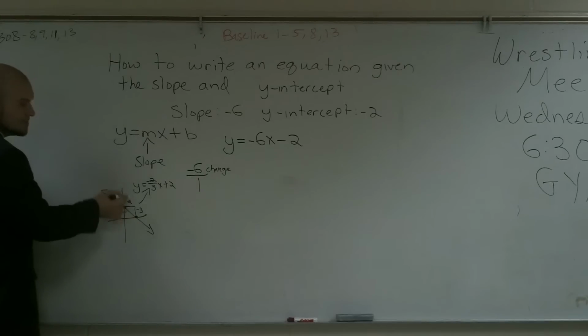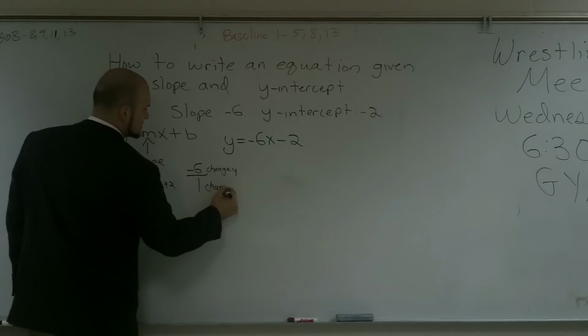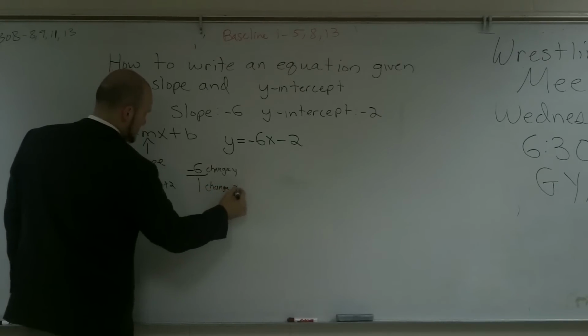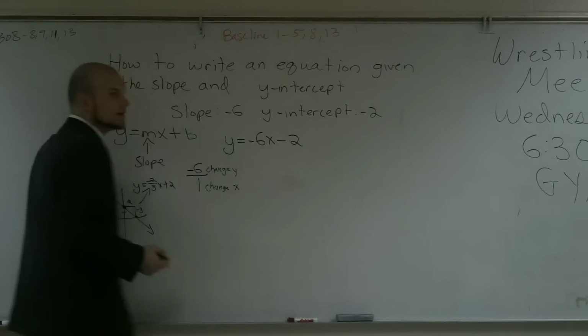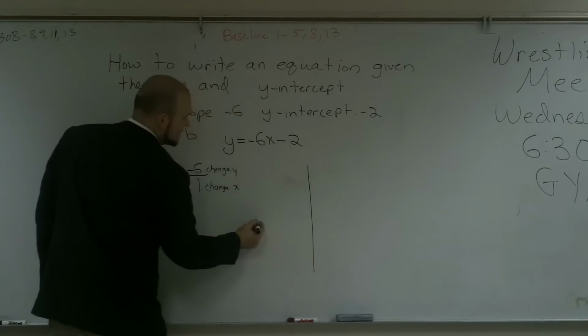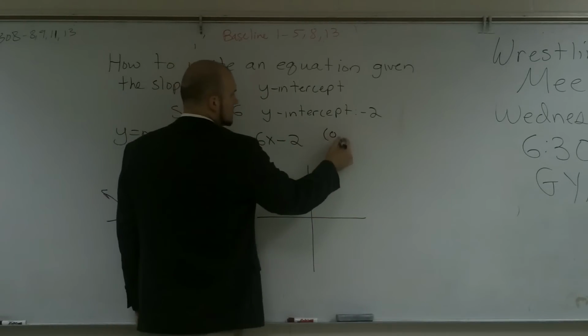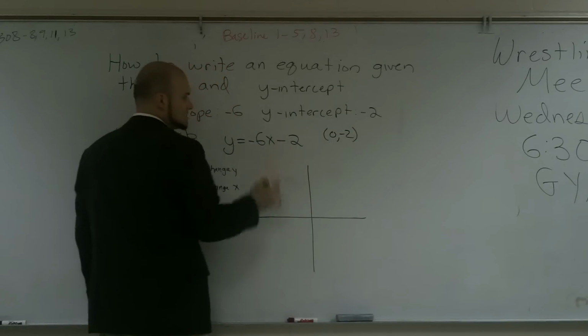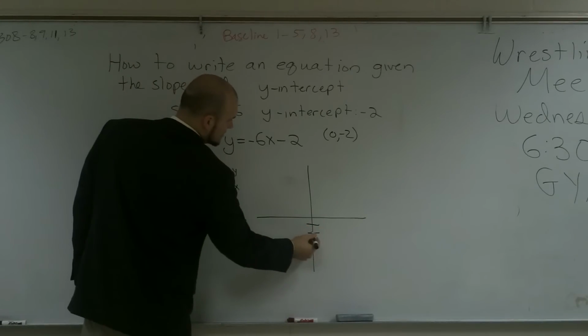That's going to be my change in my height, or the change in y, and this will be my change in x. And that's going to be how far I'm going to go over, left and right. And this is going to tell me where it crosses the y-axis. So if I wanted to graph this, I'd go down to -2, because that's where it crosses the y-axis. That's the y-intercept. So I'd go down to -2.